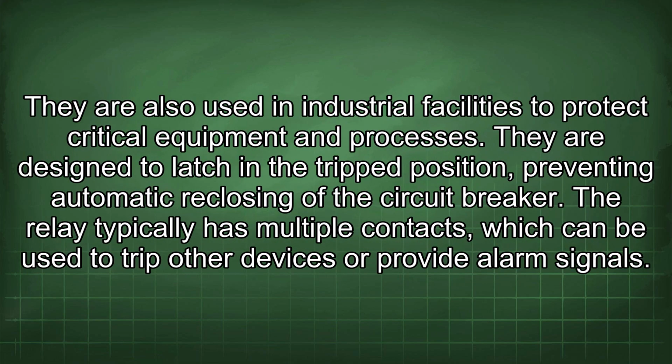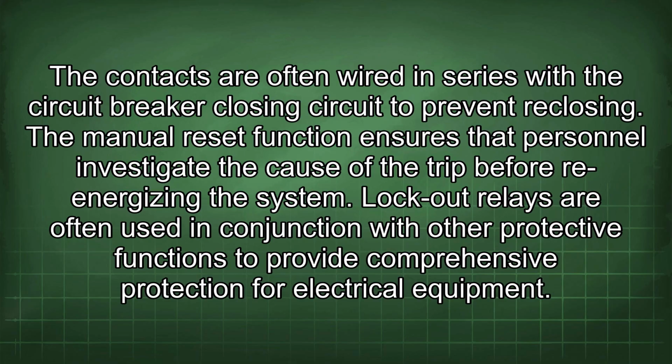They are also used in industrial facilities to protect critical equipment and processes. They are designed to latch in the trip position, preventing automatic reclosing of the circuit breaker. The relay typically has multiple contacts, which can be used to trip other devices or provide alarm signals. The contacts are often wired in series with the circuit breaker closing circuit to prevent reclosing. The manual reset function ensures that personnel investigate the cause of the trip before re-energizing the system.